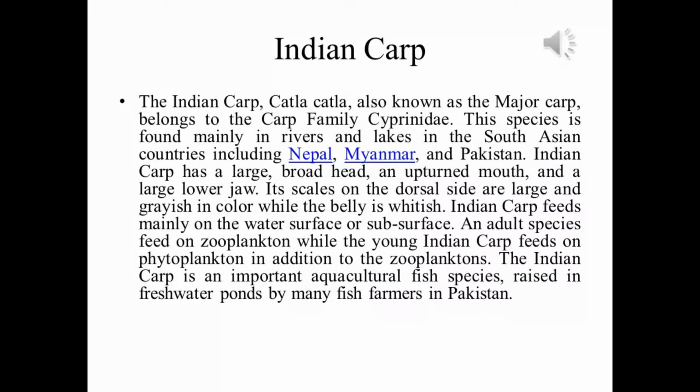The next is the Indian carp. Indian carp is also known as the Catla catla. It is also called the major carp. It belongs to the carp family Cyprinidae. This species is found mainly in rivers and lakes in the South Asian countries, including Nepal, Myanmar, and Pakistan.